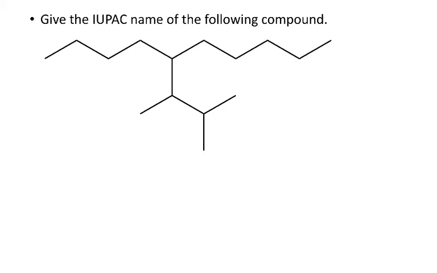Okay, I wanted to do this one as an example when we have one of these complex branches. In this case, my longest chain is 1, 2, 3, 4, 5, 6, 7, 8, 9, 10. I can get 9, I can get 8, but the best I can do for my parent chain is 10. That's going to be my parent, and this whole thing is going to be the substituent. So the parent, 10, gives me decane.